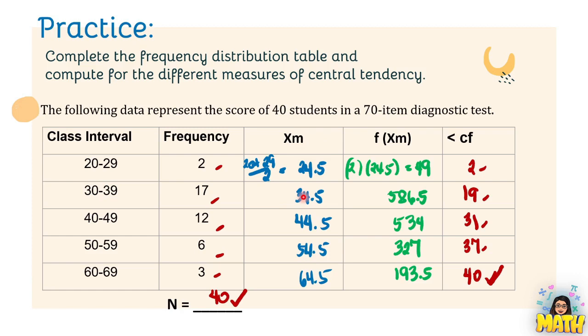So here we have completed our frequency distribution table, wherein x sub m refers to the class mark. That is the midpoint for this class interval, wherein we simply add the first and last value divided by 2. For f times x sub m, we simply multiply each frequency to each class mark. And for the cumulative frequency, we start with the frequency of the smallest class interval and then add the other frequencies up to the last class interval. And one way to check if we have added it correctly is that this one is equal to the total frequency.